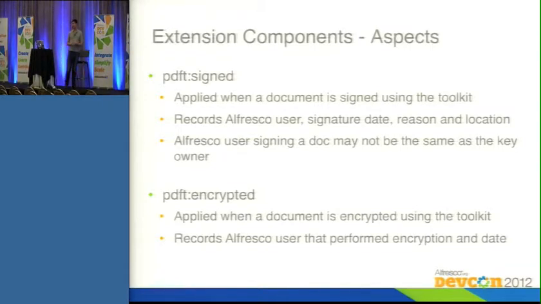The new aspects that we've defined, the first one is PDFT signed, and this is applied when a document gets signed using the toolkit. So we're going to capture the Alfresco user that executed the action, the reason and the location. The reason that we capture this is that the Alfresco user who signs a document might not be the same person who generated the key that was actually used to sign that doc. So the person who generated the key is stored in the digital signature itself, but we also want to know what Alfresco user executed that action.